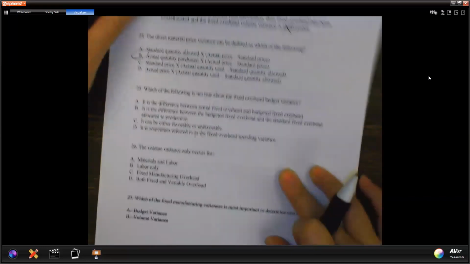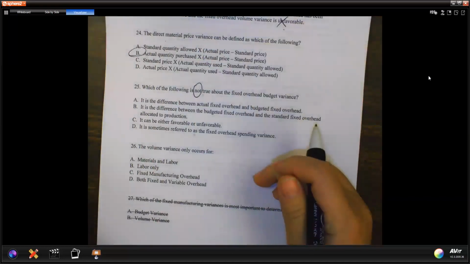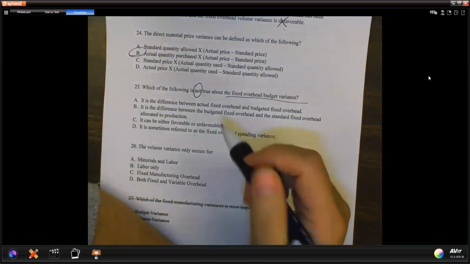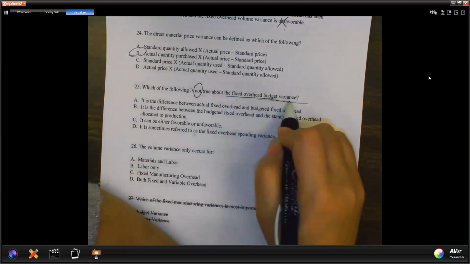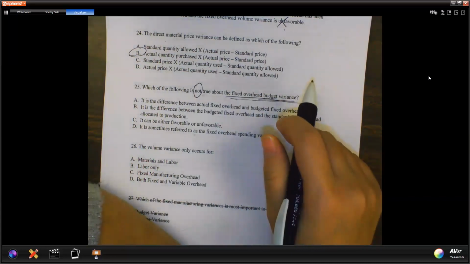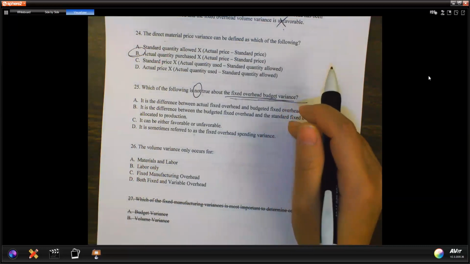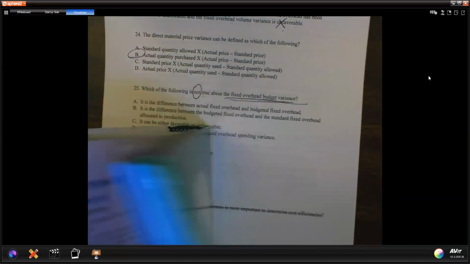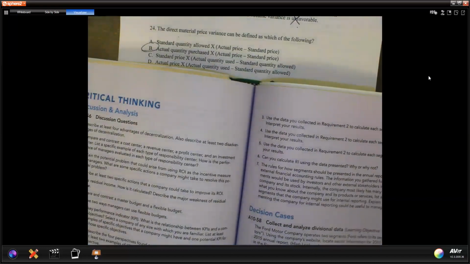Which of the following is not true with a fixed manufacturing overhead budget variance? Fixed overhead budget variance. I need to think about what is a fixed overhead budget variance. You can even think, remember, say even myself. Sometimes I don't remember.